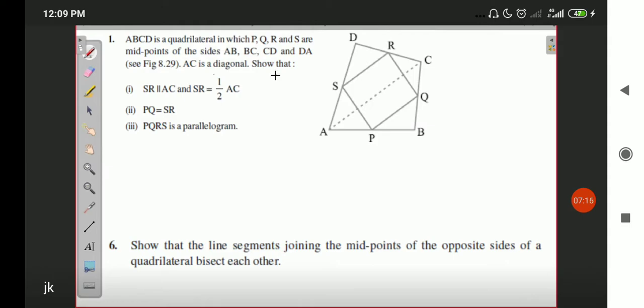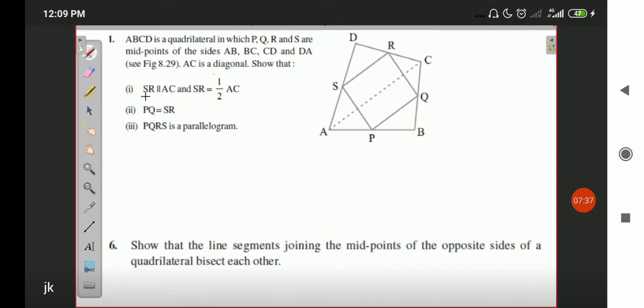Question number 1 is ABCD is a quadrilateral, as you can see in the diagram. PQRS are midpoints of sides. P is the midpoint of AB, Q is the midpoint of BC, R is the midpoint of CD, and S is the midpoint of DA. And we have also one diagonal AC.